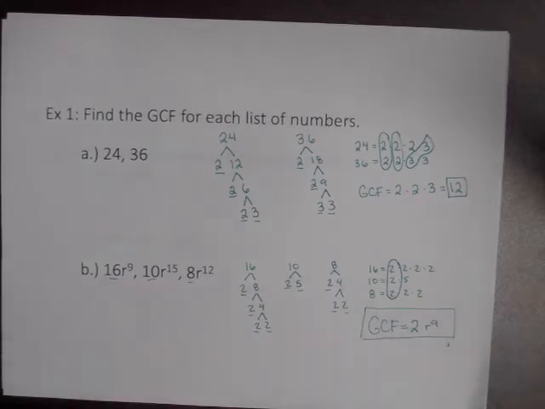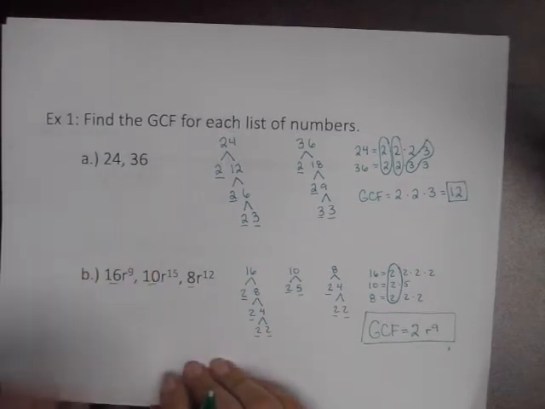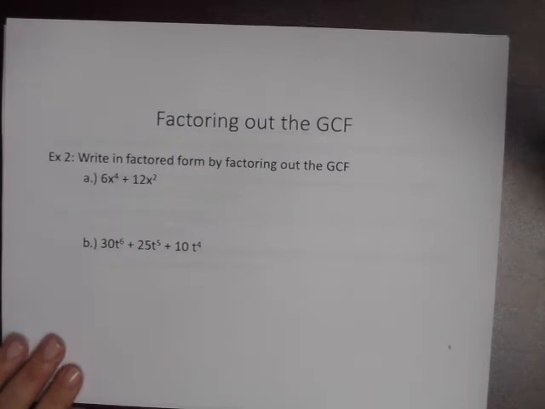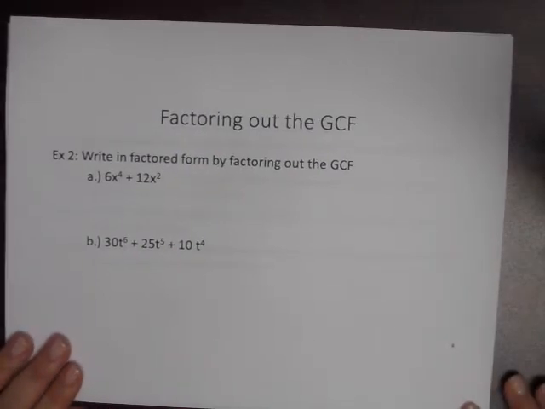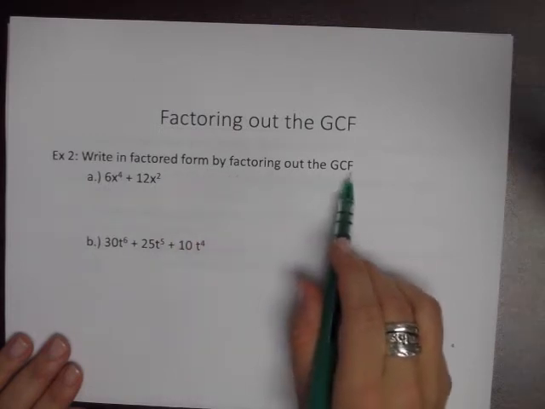Now the whole purpose of finding your GCF is so you can pull it out of some type of polynomial. It could be a binomial, it could be a trinomial, which binomial is 2 terms, trinomial is 3 terms, but it's really important that you be able to identify what your GCF is. Alright, so now we're going to be factoring out the GCF. So we write in factored form by factoring out the GCF.